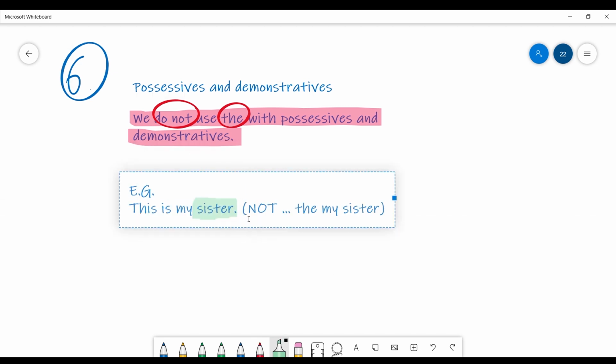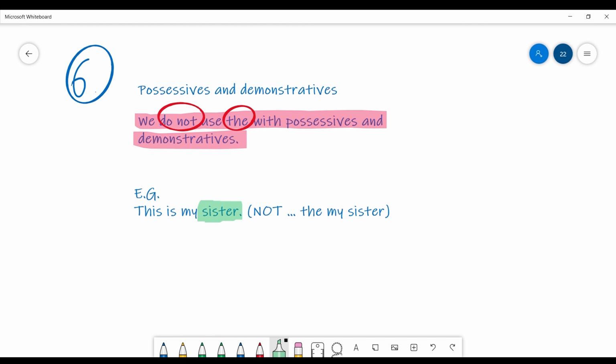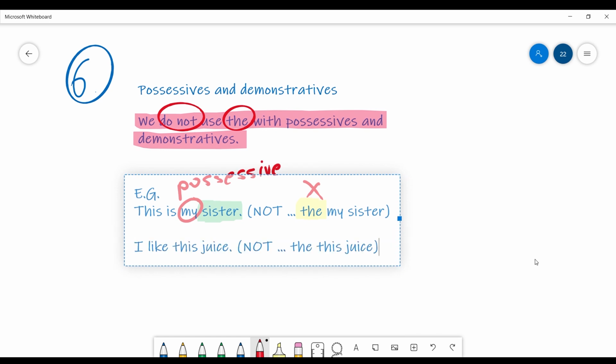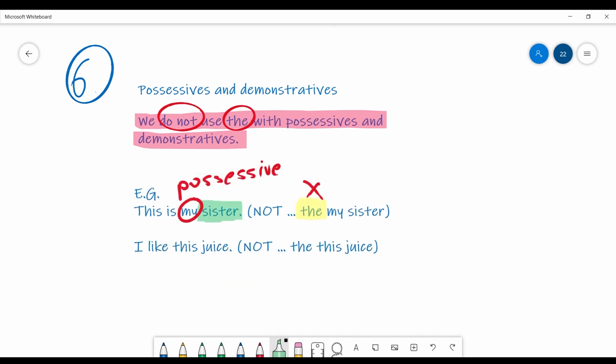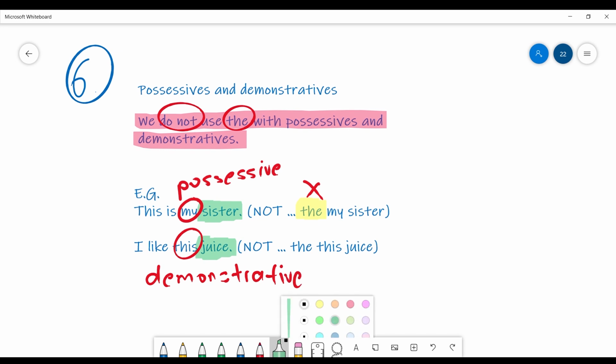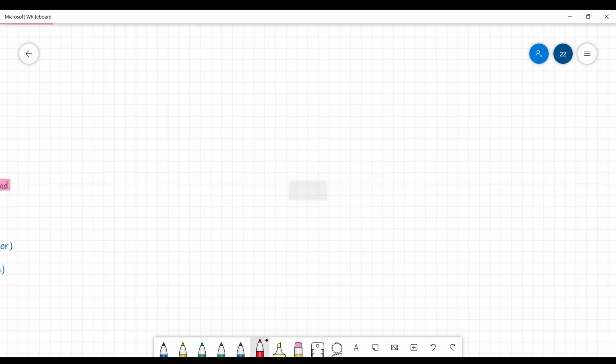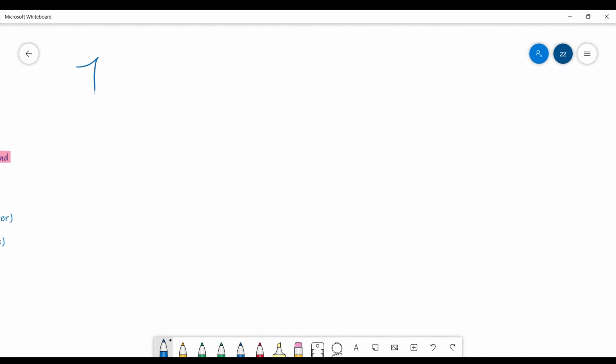This is my sister. Yeah, we do not say "this is the my sister." This is incorrect because at the beginning of "sister" we have a possessive word, little possessive word, "my." Okay, the same with another example. I like this juice. We do not say "the this juice" because we have "this" as a demonstrative which requires no article in this sentence. Okay, demonstratives, possessives, no articles. Okay, let's move on.